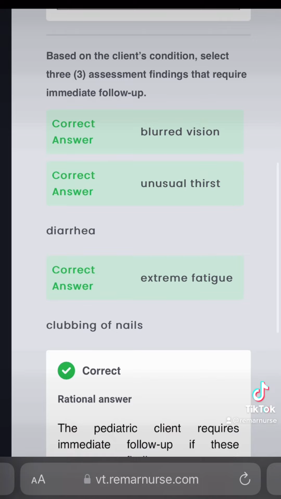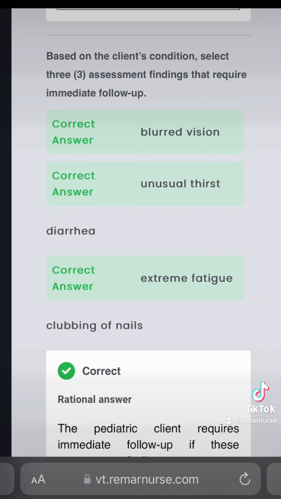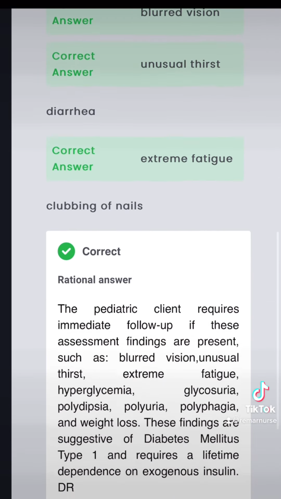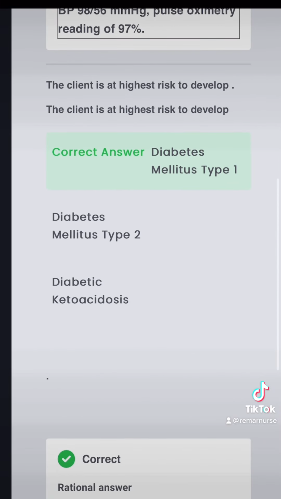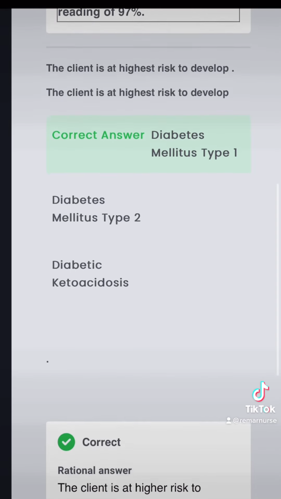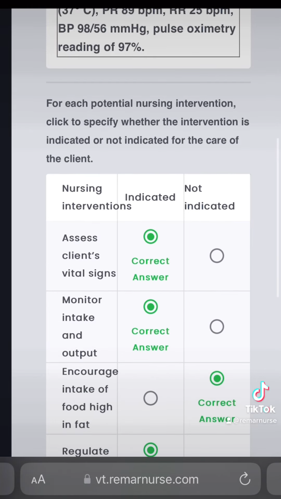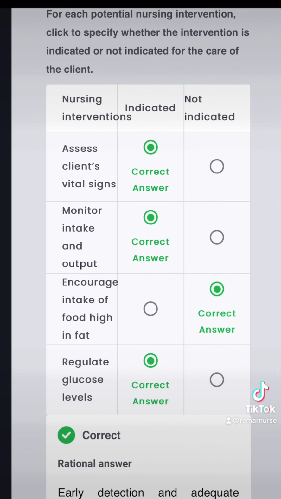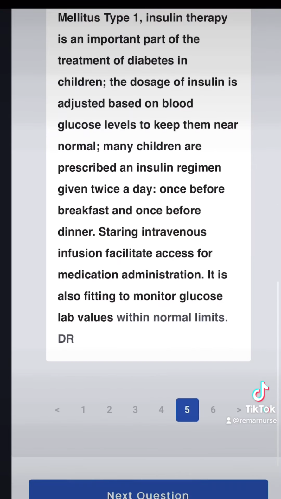How do we do for question 2? The 3 assessment findings, correct answer, yes, the blurry vision, unusual thirst, extreme fatigue. We got those right from the client chart, so there was no kind of guessing there. The 3rd question, we did identify diabetes mellitus type 1. Of course, the patient's a pediatric client, so it made sense. And then indicated, not indicated, we got these all right. So we definitely need to assess client vital signs, monitoring that intake and output because the patient had extreme thirst and they were putting out a lot of urine. Encourage intake of high-fat foods. No, that's not indicated. And then regulating glucose levels, we want to do that.